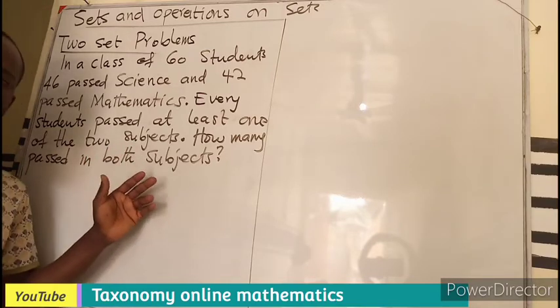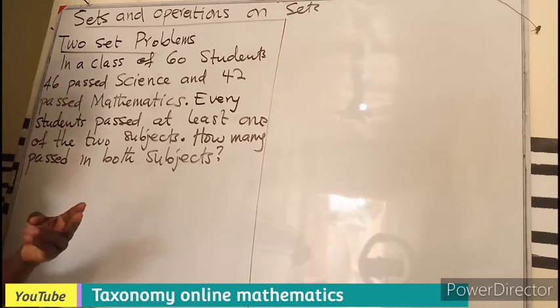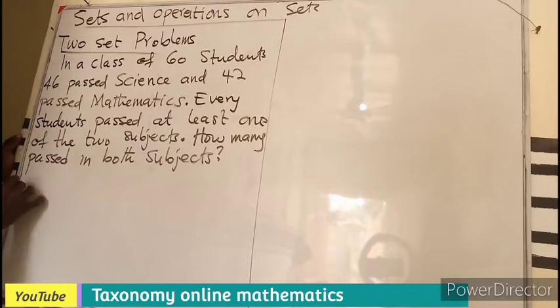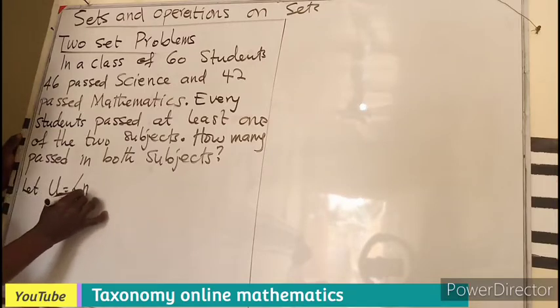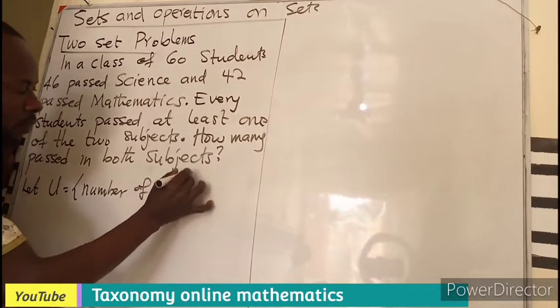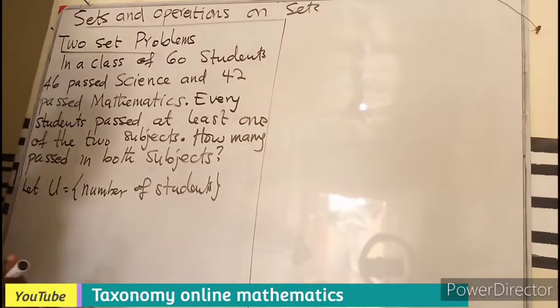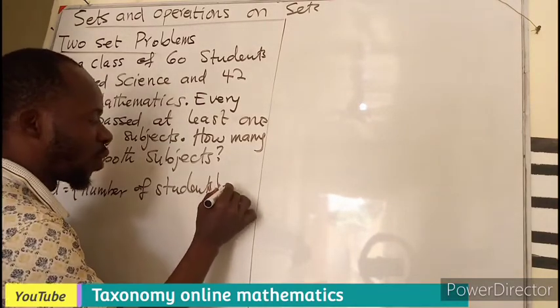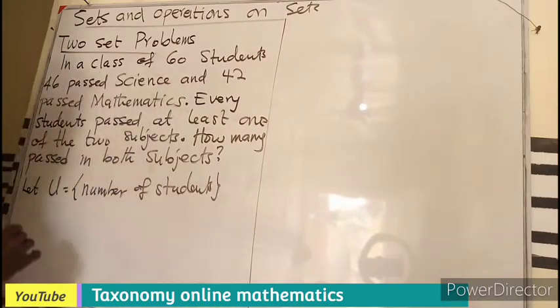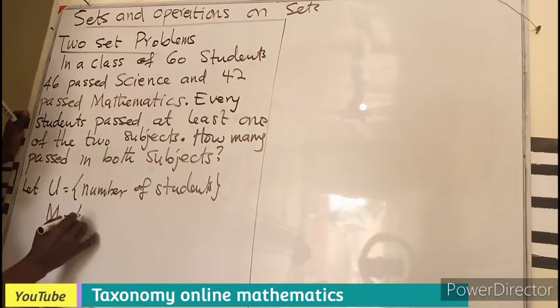So we need to represent this on a Venn diagram in order to find, because it's a two-set problem. So first of all, we write the preamble. Let U equals to what? Number of students. So how many are they? We have this equals to, okay, let me write it down. So we let M equals to student or mathematics student.